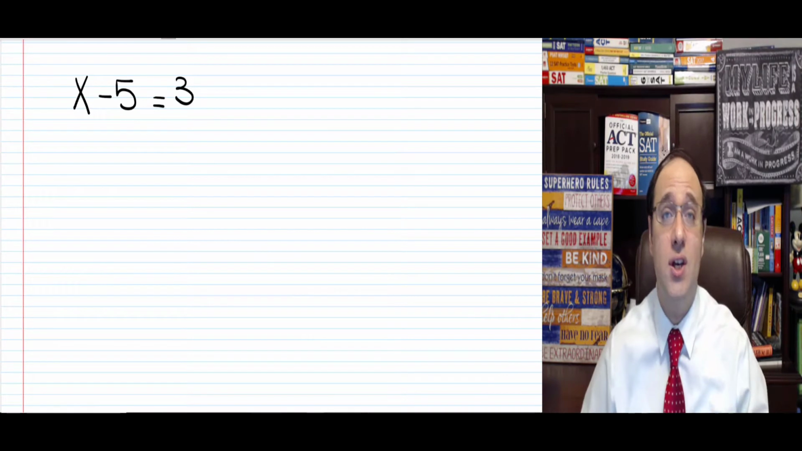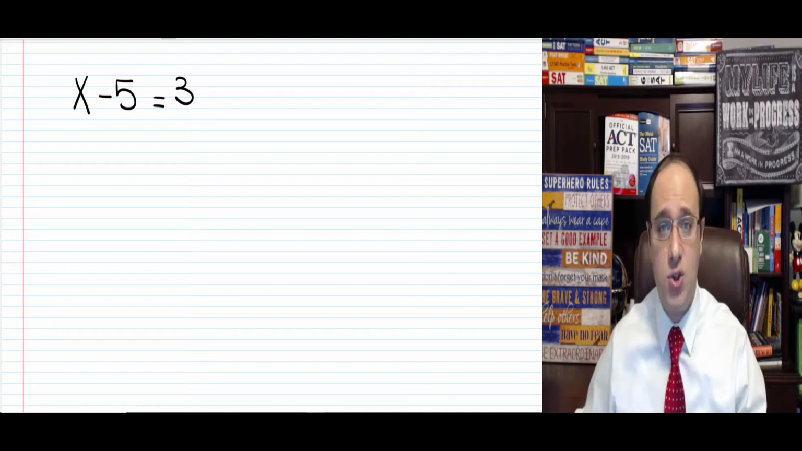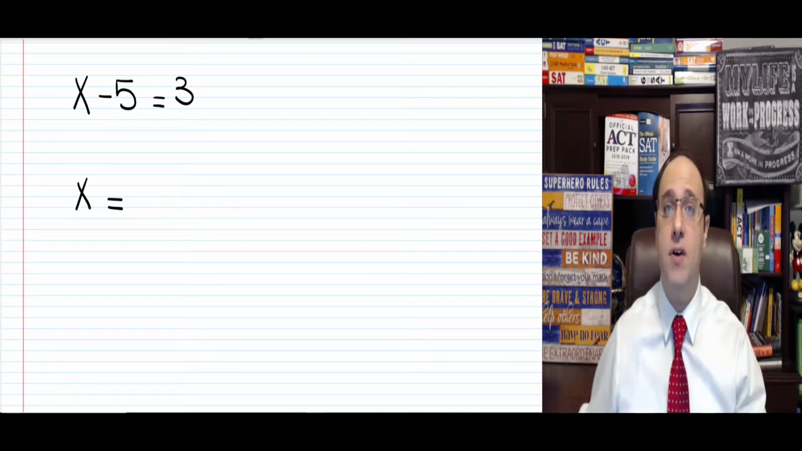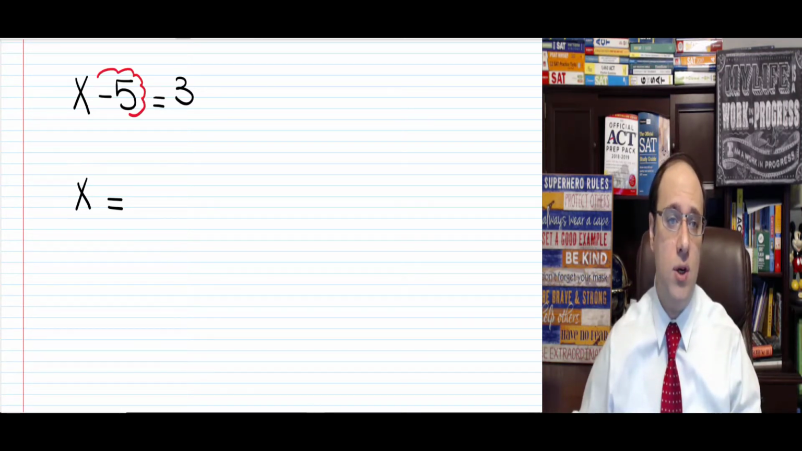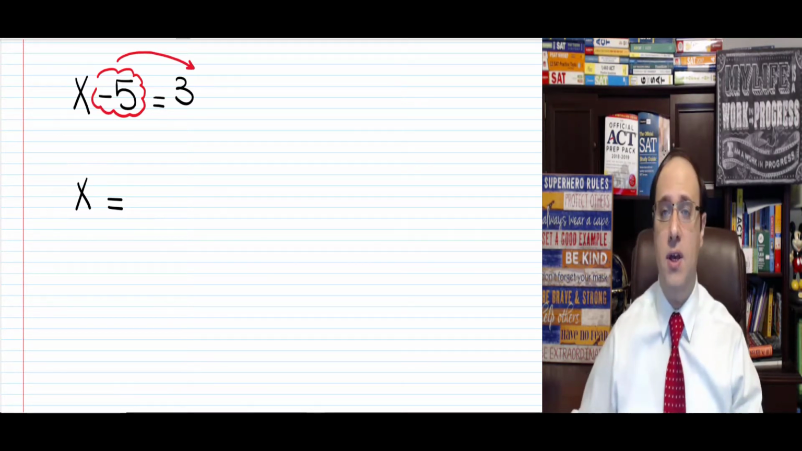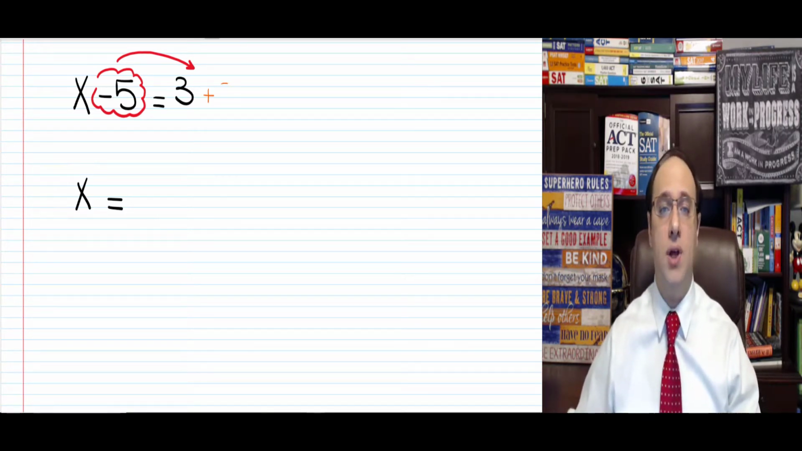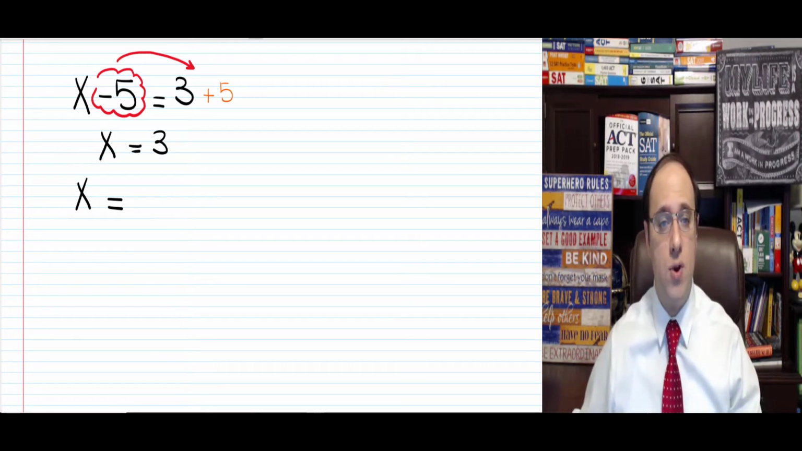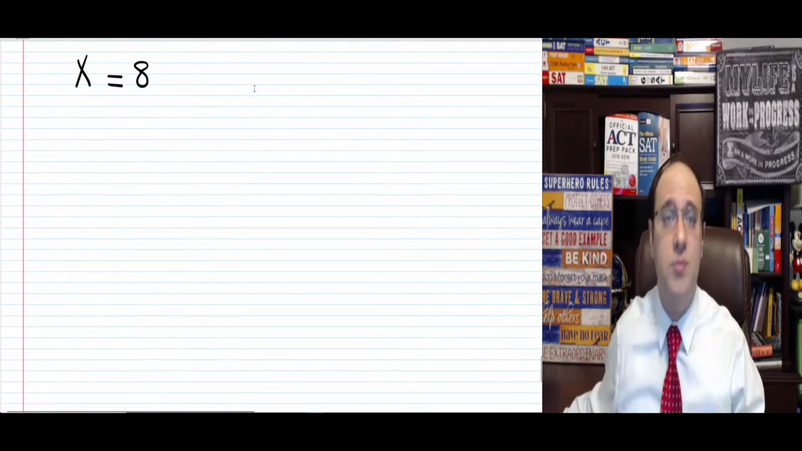How do we solve a question like this? Remember, in order to solve this equation, in order to find the answer, we need to find out what x equals. In order to have just x before the equal sign, we have to get rid of whatever's next to it, which is minus 5 right here. We move the minus 5 to the other side of the equal sign, and we change its sign. So instead of minus 5, it becomes plus 5. We can then rewrite this equation as x equals 3 plus 5. X equals 8.